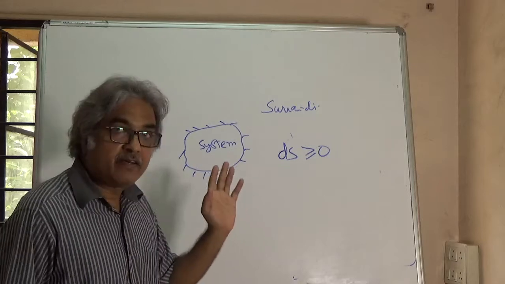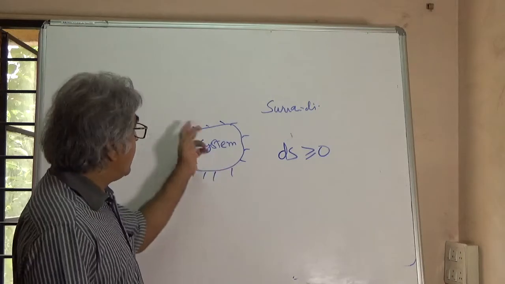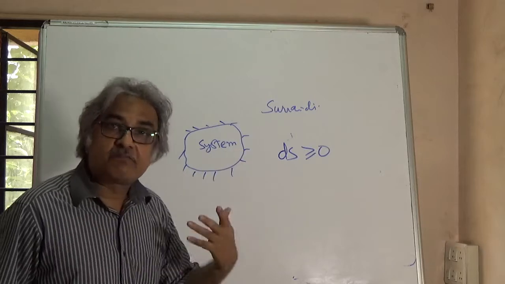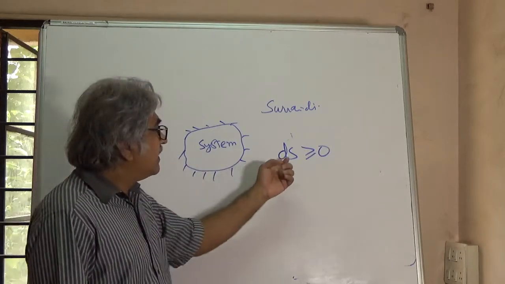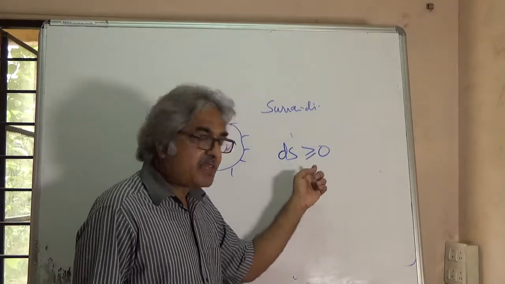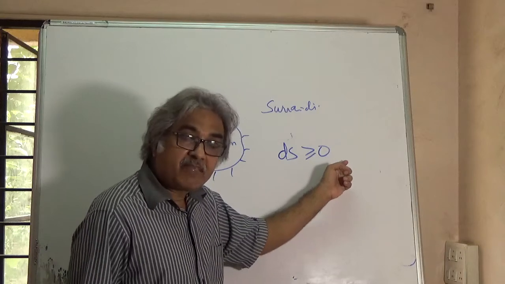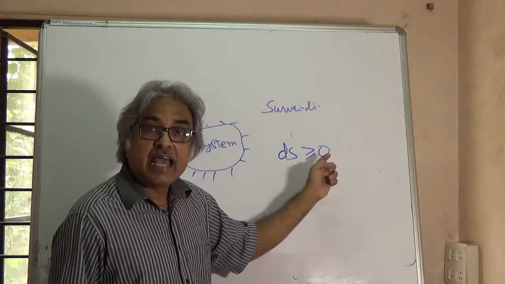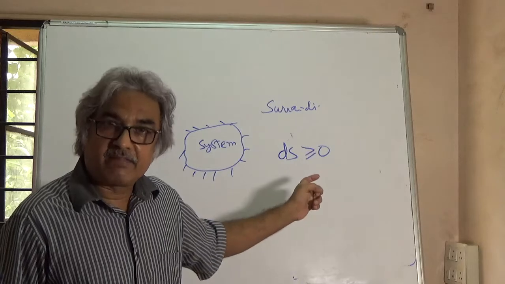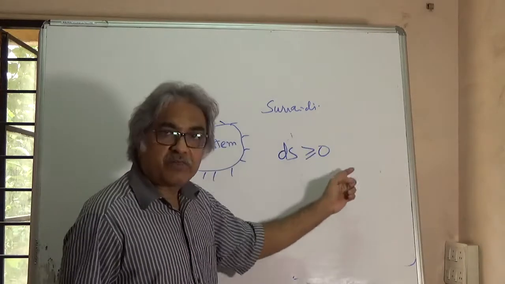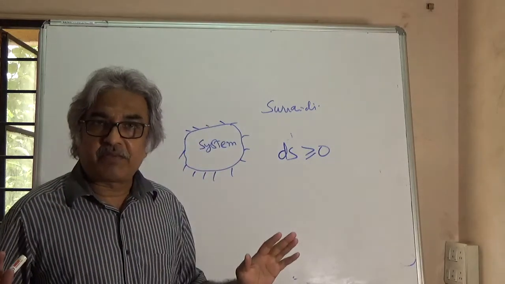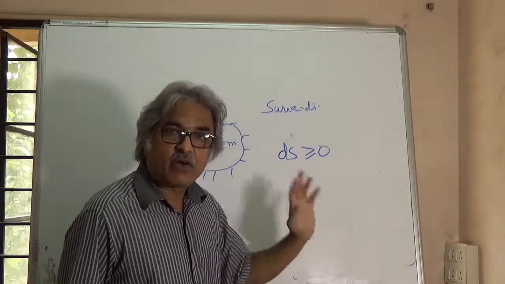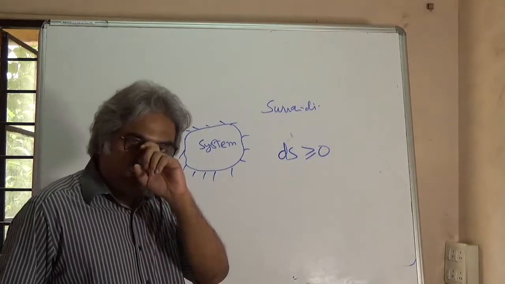No heat and mass interaction takes place across the system boundary, and if this system undergoes a process, then the change in entropy will be greater than 0. That means it will be positive if that process is irreversible. It will be 0, that means there won't be any change in entropy, if the process is reversible. Okay. Now you also can reflect.